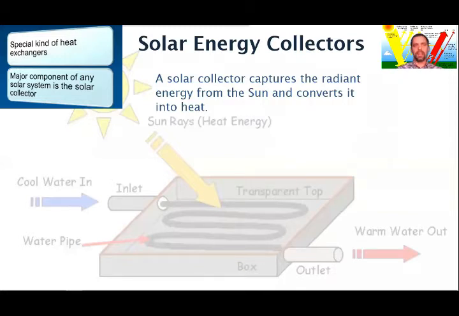Solar energy collectors are the basics of any solar system. They are actually heat exchangers, so they capture the radiant energy from the sun and convert it into heat. But how does a solar collector convert solar energy into heat? By taking advantage of a process known as the greenhouse effect.